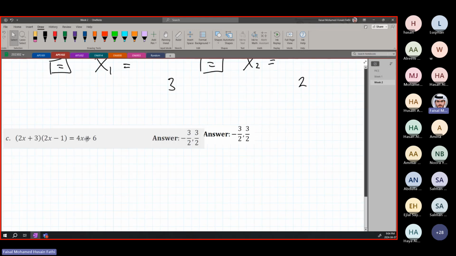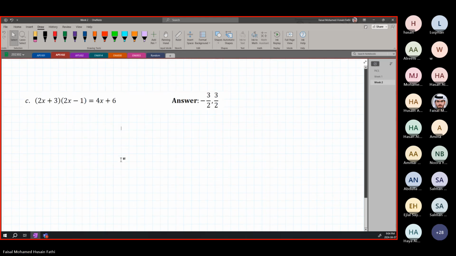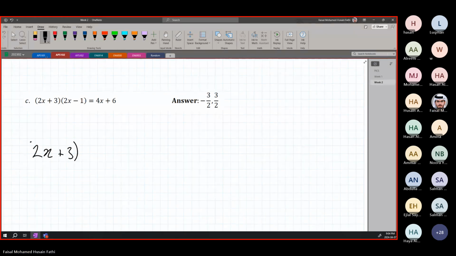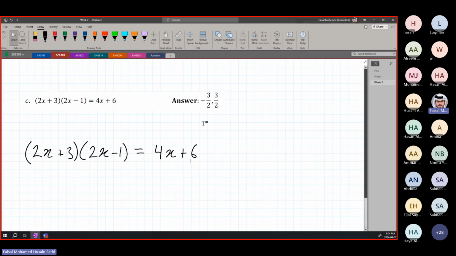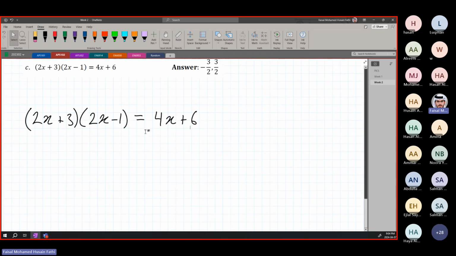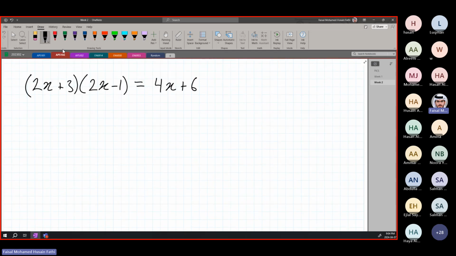In this case, if you notice, this is the equation: (2x plus 3)(2x minus 1) is equal to 4x plus 6. What are you going to do here? You're going to first distribute properly everything. So how do you distribute this? You're going to distribute the first one, and then you're going to distribute the second one.